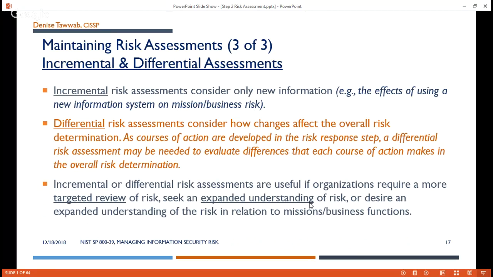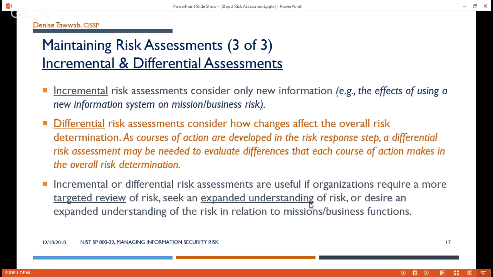So, as courses of action are developed in the risk response step, a differential risk assessment may be needed to evaluate differences that each course of action makes in the overall risk determination. Because remember, your risk assessment is going to give you a determination of risk. Well, as you implement controls and as you do things to lock down your systems, or as other things happen in the environment, that risk assessment is going to change. And so a differential risk assessment is going to look at the overall risk determination.